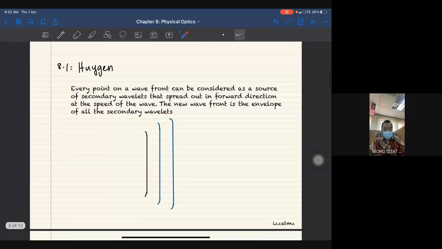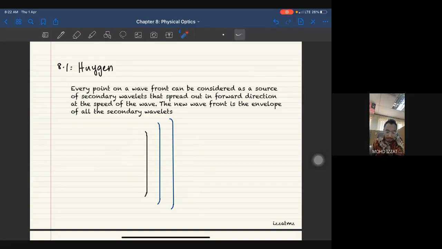Okay, Huygens principle. Huygens ni actually dia bukannya seorang physicist, dia actually adalah mathematician, and dia punya principle ni actually describe motion of a wave. It is not limited to light, but since light is a wave, you can apply the Huygens principle for light as well.